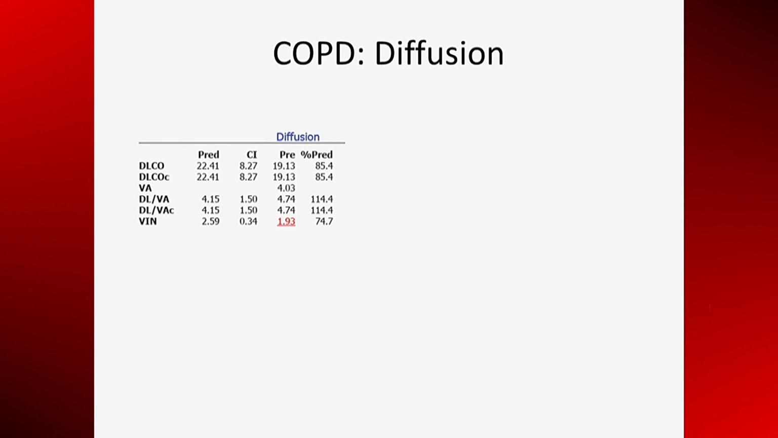Diffusion impairment is a late finding in COPD. Usually the ventilatory impairment will be worse than the diffusion impairment. The diffusion capacity in this patient is within normal limits.